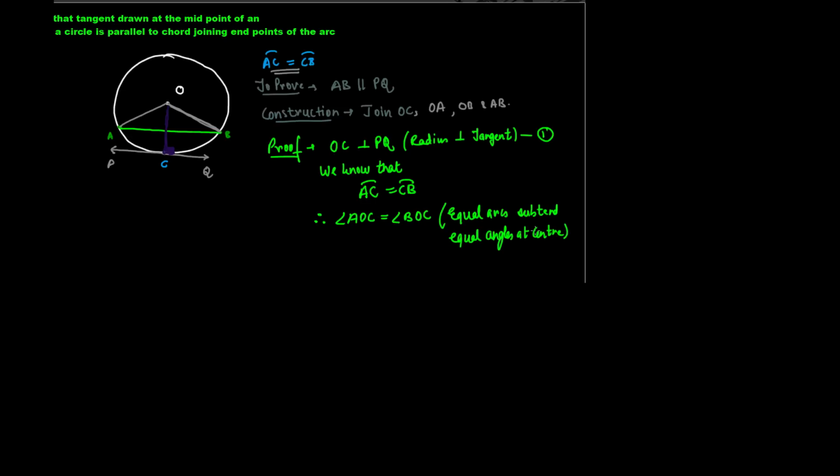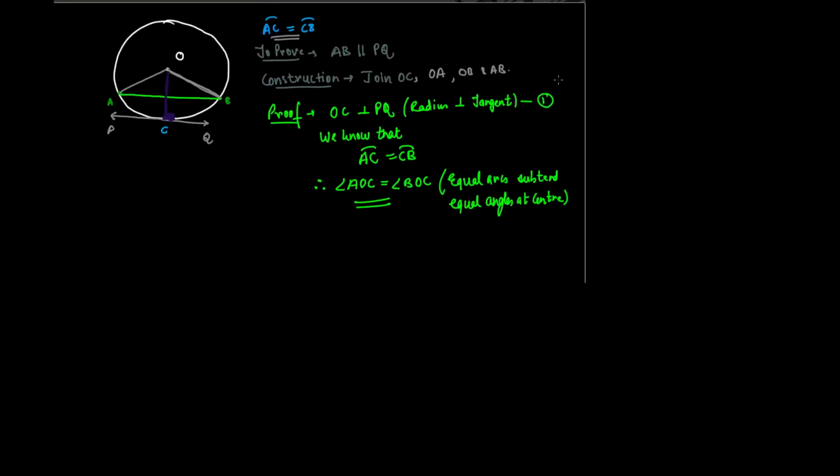Okay, so that's what you need to use here. That's the idea you need to get here, right? Now, consider triangle AO. Suppose let us assume that this point is some D. At the point at which OC meets AB, let's mark that as D.